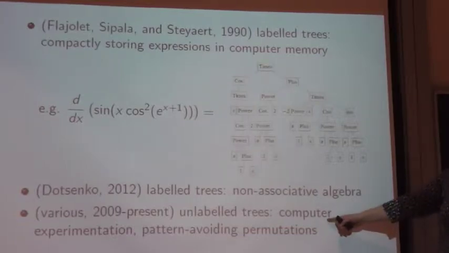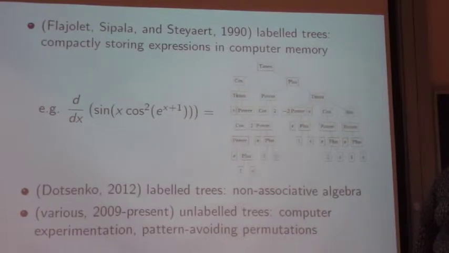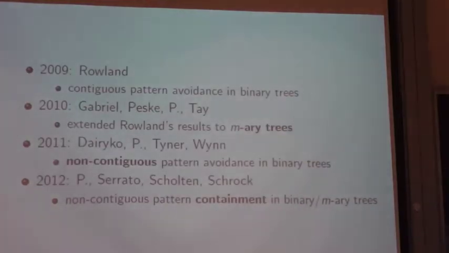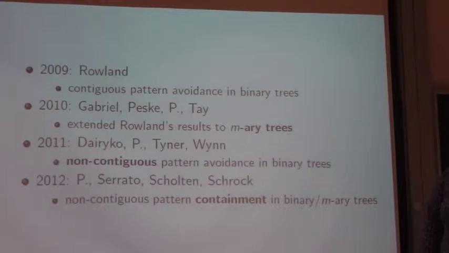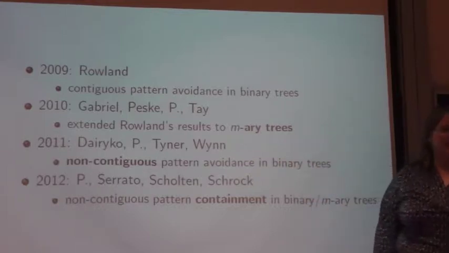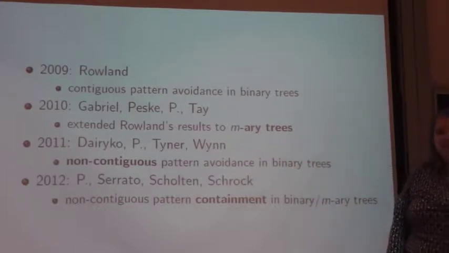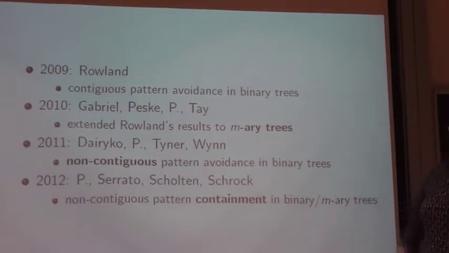So let me tell you a little bit more about this branch of research with the unlabeled trees. And here's the history as far as I know it. In 2009, Eric Rowland defended his PhD thesis, probably in this room, and one of the chapters was about contiguous pattern avoidance in binary trees. And I'll tell you some more highlights from Eric's results in a couple slides.